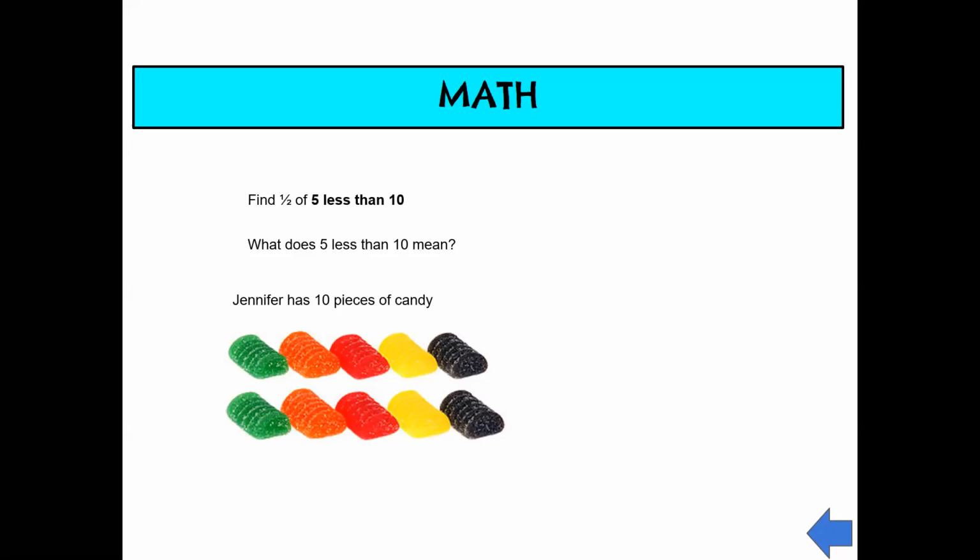Okay, so Jennifer's friend, Mr. Ontario, has 5 less than 10. Ontario has 5 less than the 10 pieces of candy that Jennifer has, right? So how many pieces did Ontario have?